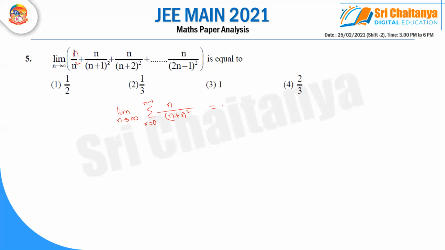If I'm trying to form the terms of r by n, after one more step I am getting limit n tends to infinity 1 by n summation r equal to 0 to n minus 1, 1 by (1 plus r by n) whole square. So it will be nothing but integral 0 to 1 dx by (1 plus x) whole square, which is (1 plus x) whole power minus 1 by minus 1, limits are from 0 to 1. So what will I get from here? We will be getting 1 by 2.